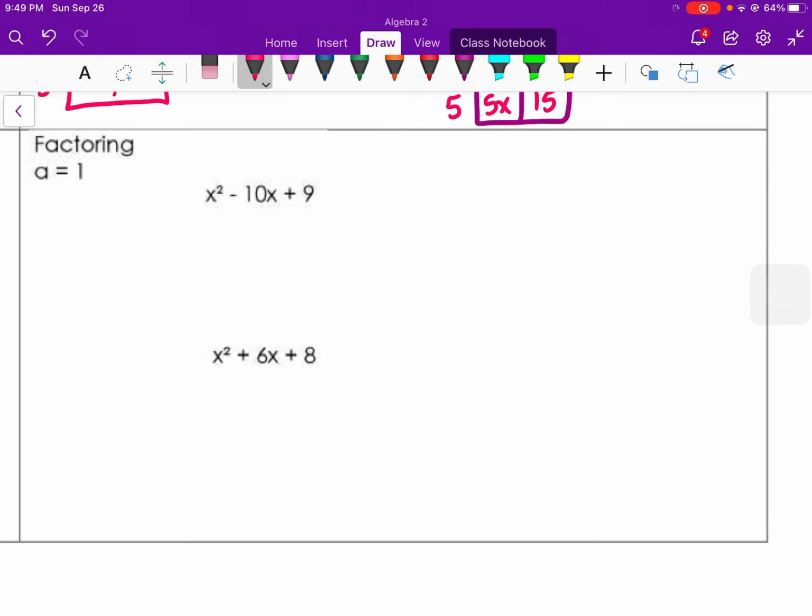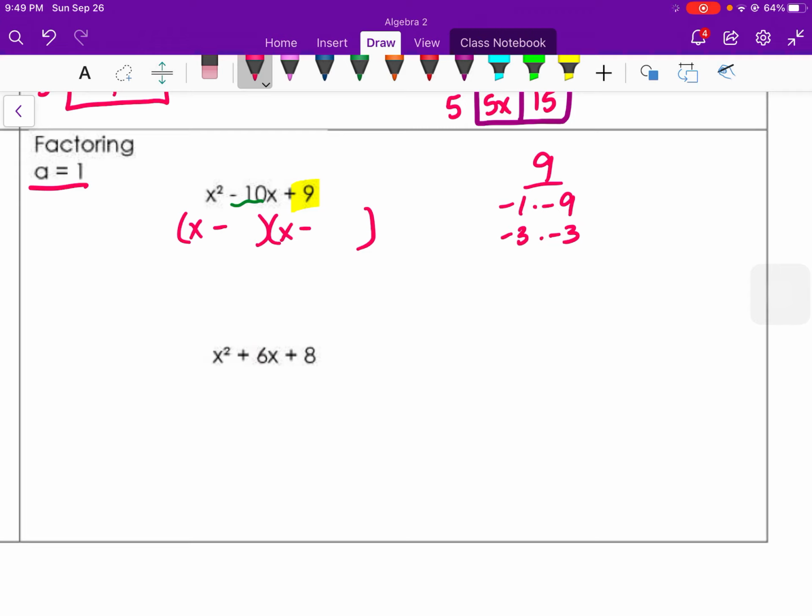So when a is equal to 1, these are the easier factoring cases because it's just x squared. You know it's going to be x times x in your factors. So really all you have to figure out is what multiplies to c but adds up to the middle number of negative 10. If you're multiplying to a positive 9, but it adds up to a negative number, that means both your factors had to be negative, because two negatives make a positive 9, like negative 1 times negative 9, or negative 3 times negative 3.